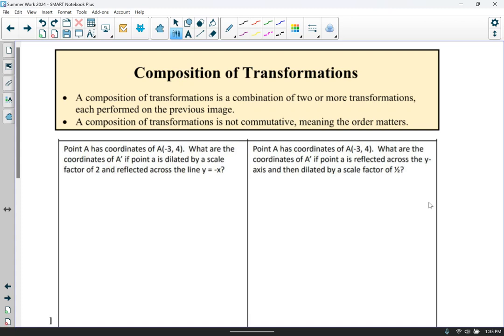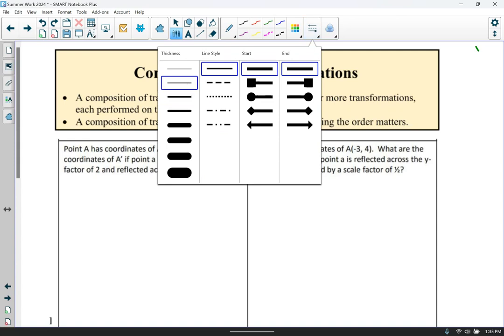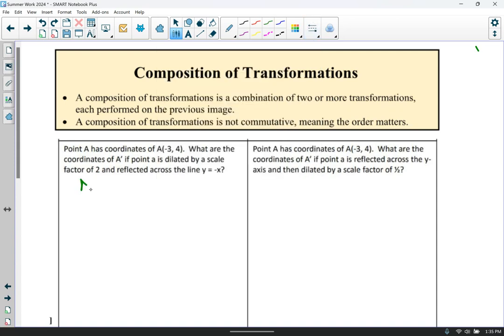So we have point A with coordinates (-3, 4). What are the coordinates of A prime if the point is dilated by a scale factor of 2 and reflected across the line y equals -x? Because the dilation is mentioned first, that's what we're going to do first. We want to remember a dilation of 2 means we just multiply each of our coordinates by 2. So we'll say (2x, 2y). If A is (-3, 4), after a dilation of 2, it's going to be (-6, 8).